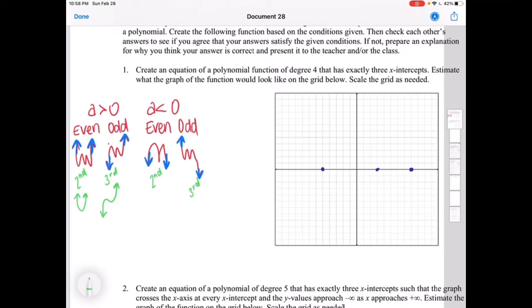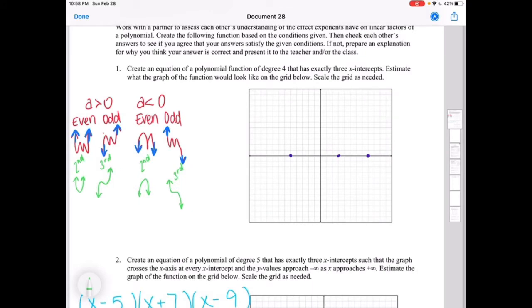And on the opposite end, if the coefficient is negative, then it's going to have an end pattern like a downward parabola, because that's the negative version of a second degree function. And if it has an odd degree leading term, then it's going to have a negative version of a third degree function as its end pattern, as you can see by the blue arrows.